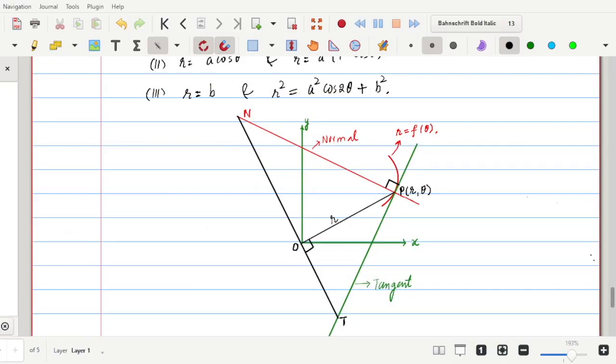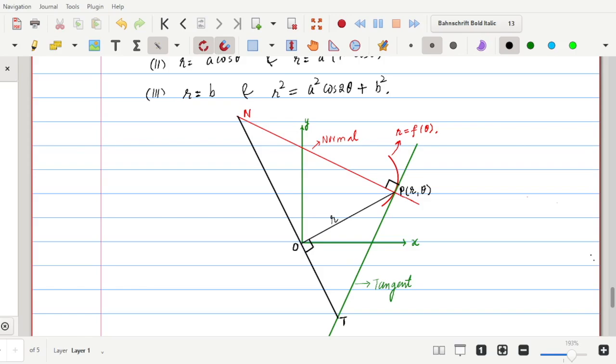Now let's look at this figure. From this figure we shall try to understand some more related parameters that are associated with the curves represented in polar coordinates. These parameters include the polar tangent, polar normal, polar subtangent, and the polar subnormal. Before writing down the derivations using which we can evaluate the length of the polar tangent, polar normal, polar subtangent and polar subnormal, we should first understand what we mean by all these terms.